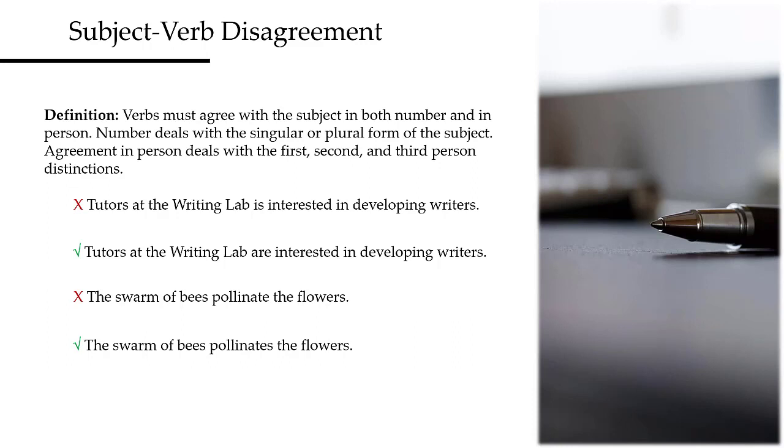Sometimes it can be helpful to eliminate extra words in between if you're having difficulty. You might have been thrown off in the first example by the Writing Lab, because it would be correct to say the Writing Lab is interested in developing writers, but the subject is tutors. So if you're double checking agreement in number, it can be helpful to eliminate extra words and read it just with the subject and the verb. Tutors is sounds wrong. We know it's tutors are. Similarly here, it can be helpful in the second sentence to eliminate any extra words. Instead of checking the swarm of bees, you might check the swarm. The swarm pollinate? No, it's the swarm pollinates the flowers.